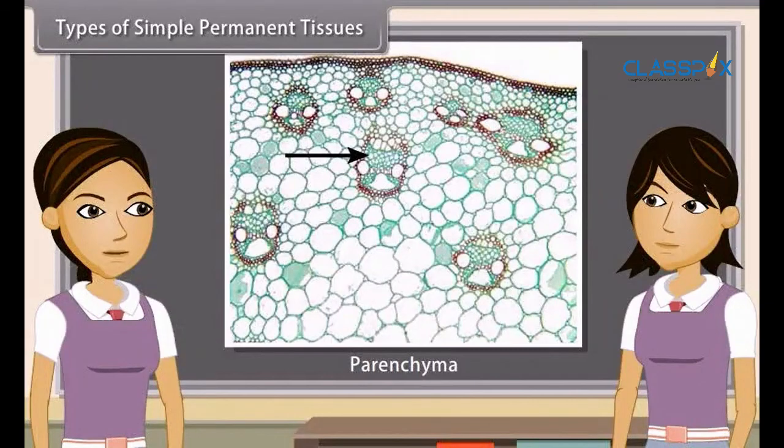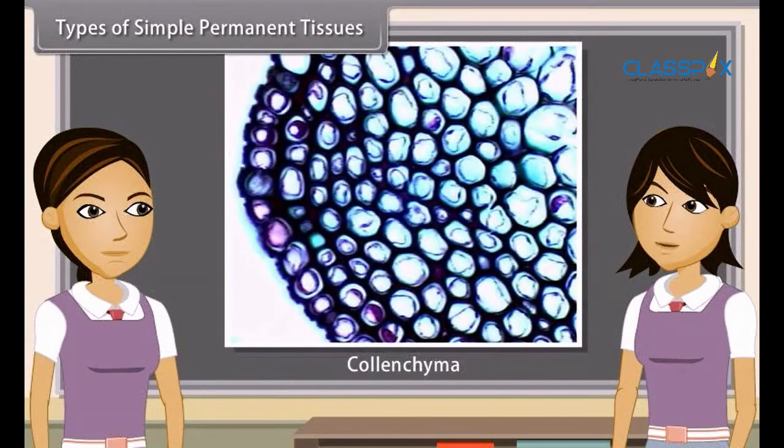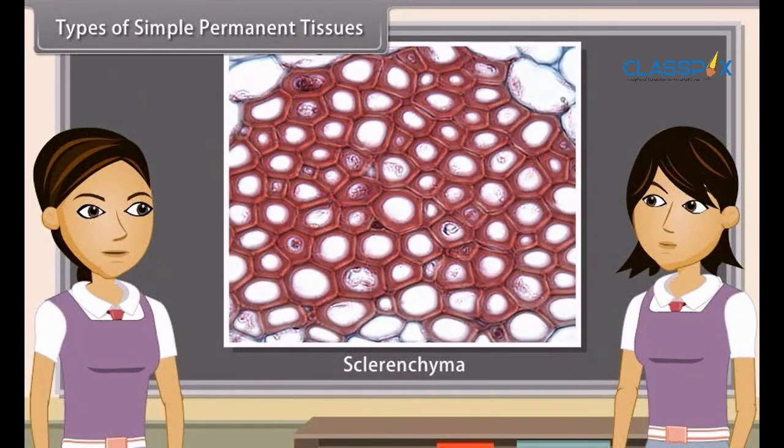Parenchyma is made up of cells with thin primary walls that retain their protoplasm. Collenchyma is made up of cells with thick primary walls that retain their protoplasm. Sclerenchyma is made up of cells with lignified secondary walls that have lost their protoplasm at maturity, that is, are dead.